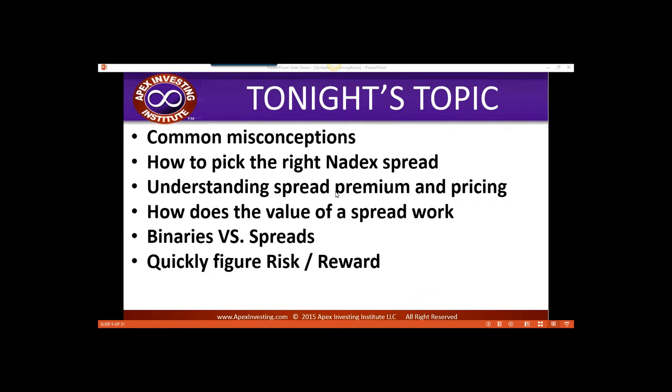So a lot of you say, hey, I think I understand the basics of spreads, but sometimes I get into a spread, it doesn't quite move as much as I think it would, or I didn't quite make as much as I thought I would. What am I doing wrong?